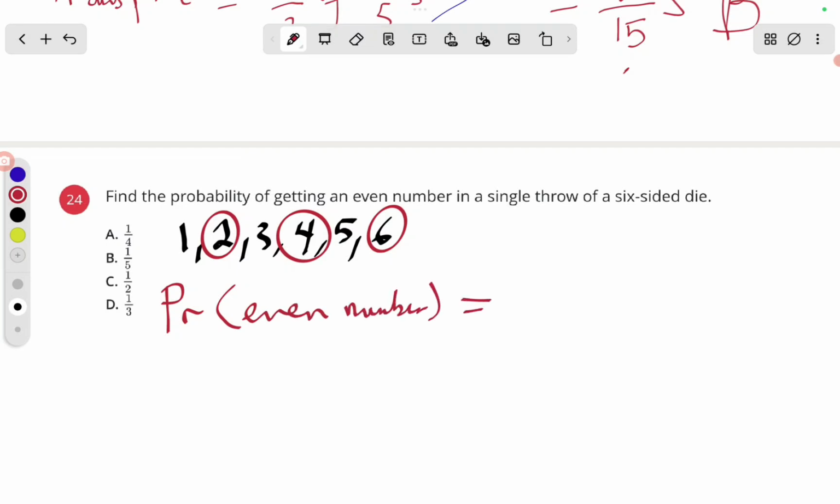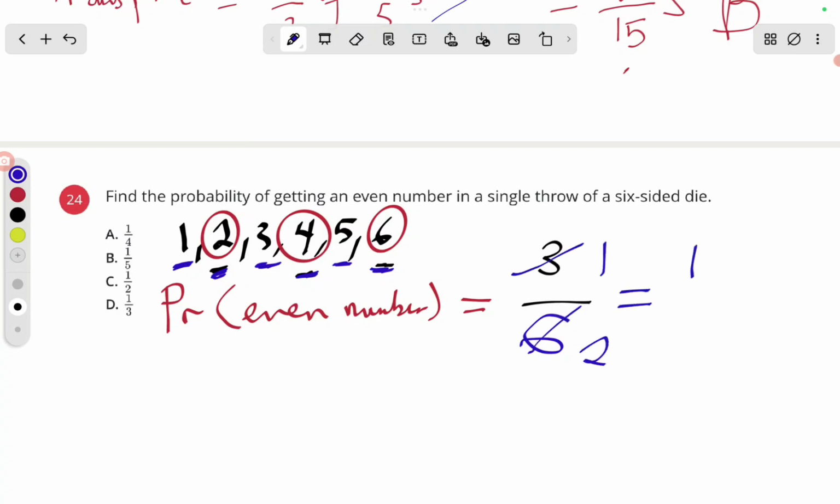The probability of an even number is: how many even numbers do you have? Now let's count: 1, 2, 3. We have 3. Then how many numbers do you have altogether? How many sides does the die have? 1, 2, 3, 4, 5, 6. It has 6 faces. And this is the same thing as 3 over 6, which is 1 over 2, the same thing as option C.